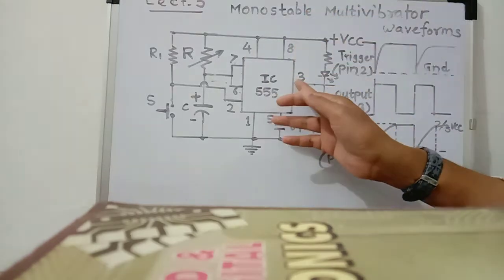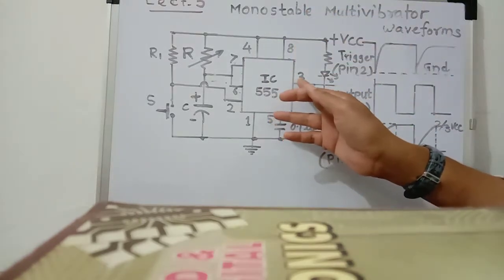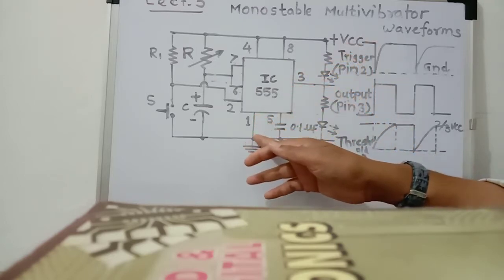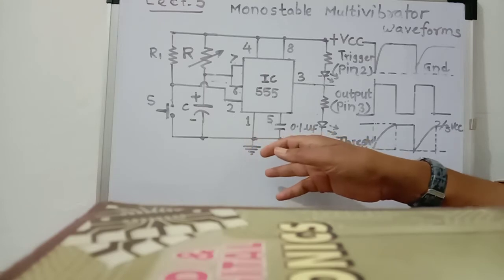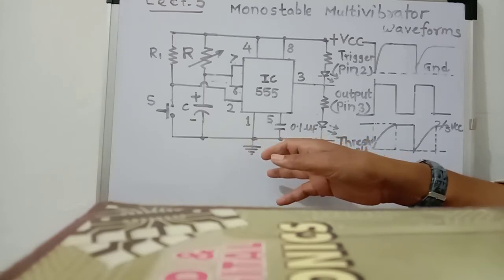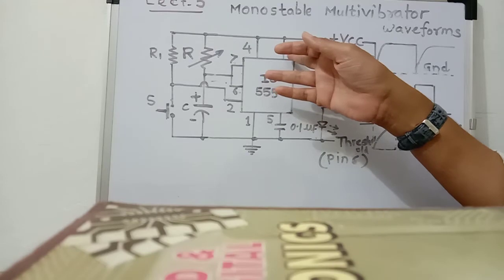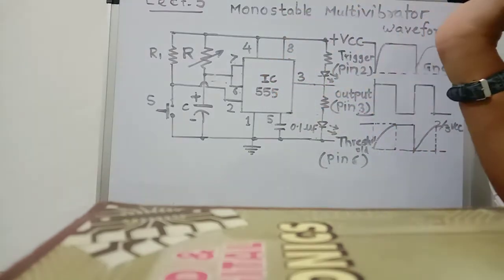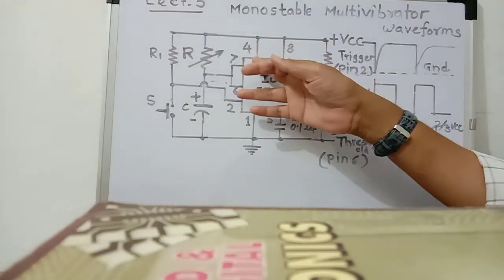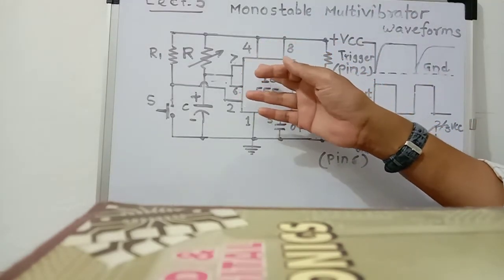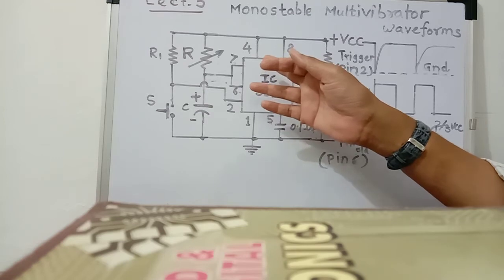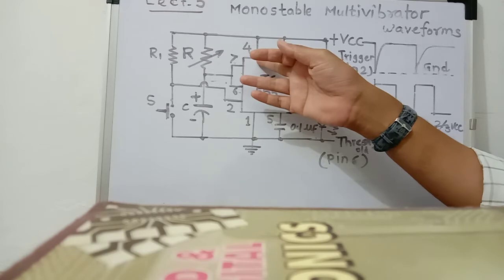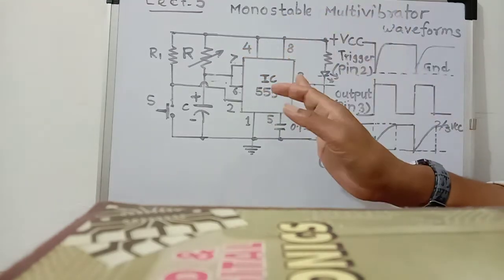Pin number 3 is the output pin. So we take the output from pin number 3. Pin number 1 is the ground pin. It is connected to the negative terminal of the DC power supply. Pin number 8 is the plus VCC pin, so it is connected to the positive terminal of the power supply. Pin number 4 is the reset pin. Here we do not require the reset facility, so pin number 4 is connected to plus VCC.